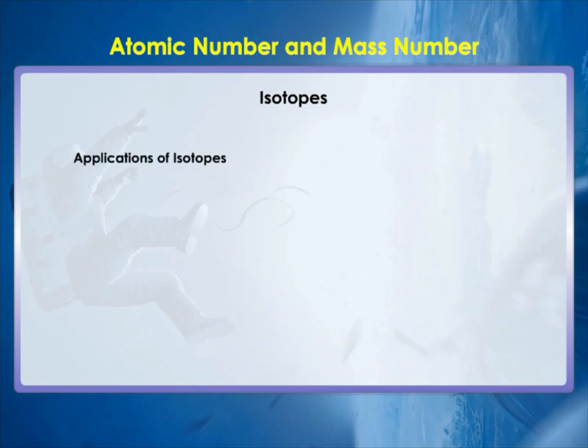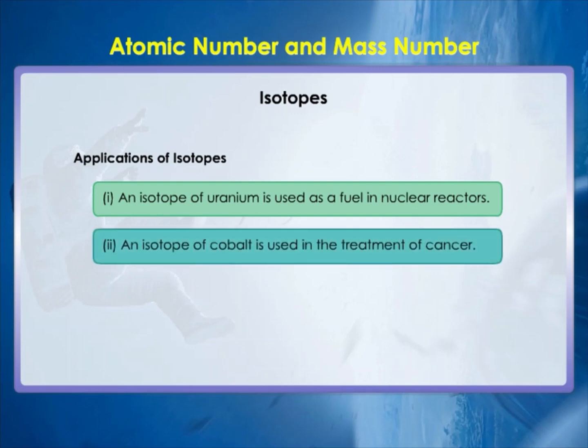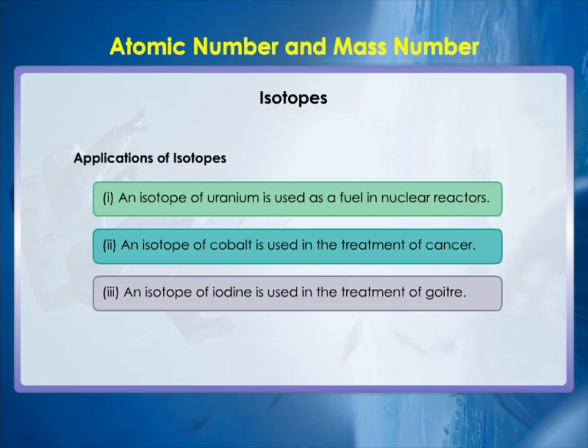Let's discuss the applications of isotopes. Since the chemical properties of all the isotopes of an element are the same, normally we are not concerned about taking a mixture. But some isotopes have special properties which find them useful in various fields. Some of them are: an isotope of uranium is used as a fuel in nuclear reactors. An isotope of cobalt is used in the treatment of cancer. An isotope of iodine is used in the treatment of goiter.